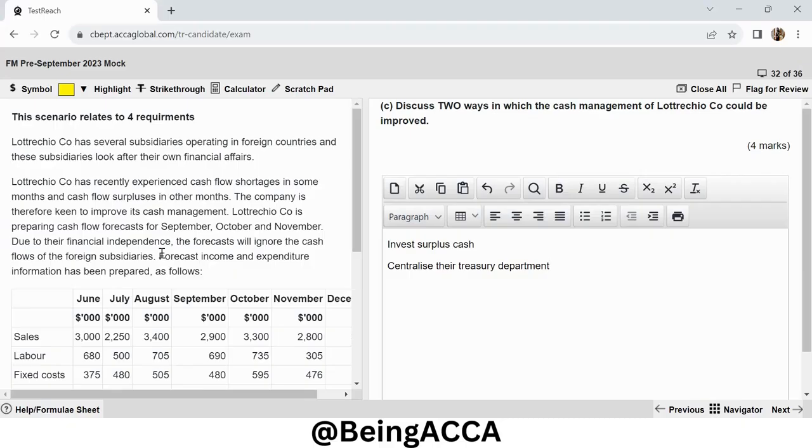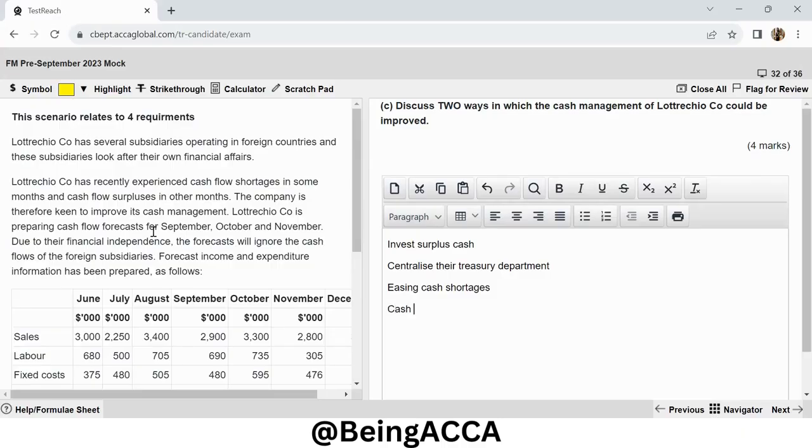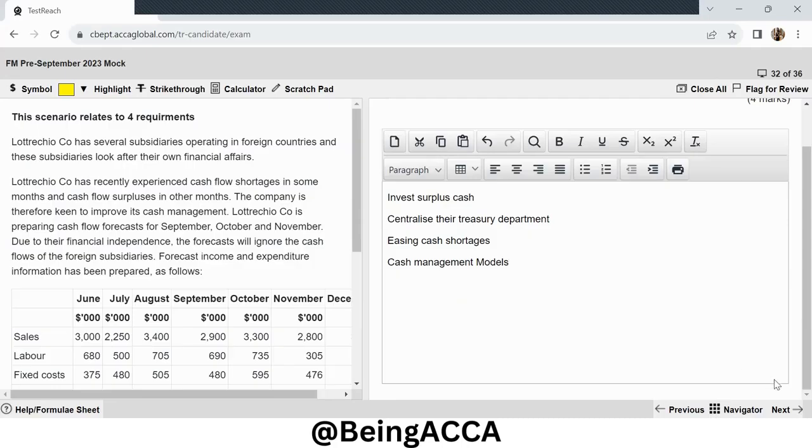More ways can be to ease their shortages of cash. They can probably ask their customers to pay in advance, or maybe give them some early settlement discounts so that they pay their dues early. So this can be done by easing cash shortages. And another way that they can use over here is that they can try implementing cash management models. We have learned the Baumol model, which tells us the optimal amount of cash that a business should keep. So they can consider implementing these models in their business.